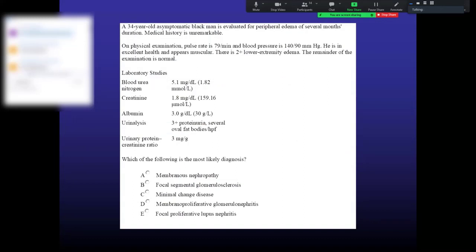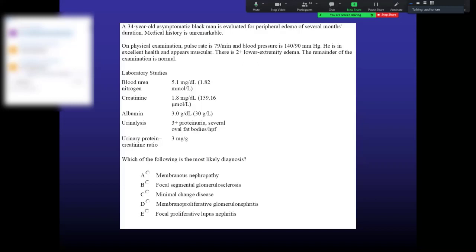So another question. This is a 34-year-old asymptomatic black man who's evaluated for peripheral edema of several months. Medical history unremarkable. Heart rate 79, blood pressure is 140/90. He has an excellent health, appears muscular, but there is 2+ lower extremity edema, and the remainder of the exam is normal. I guess if you have edema, you really shouldn't be called asymptomatic, but I didn't write this question.